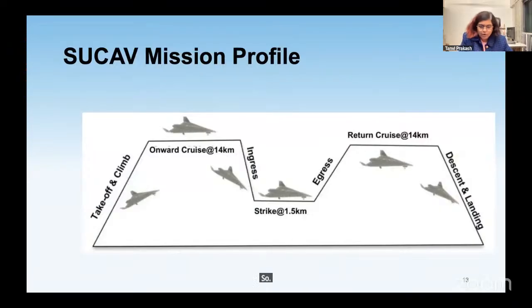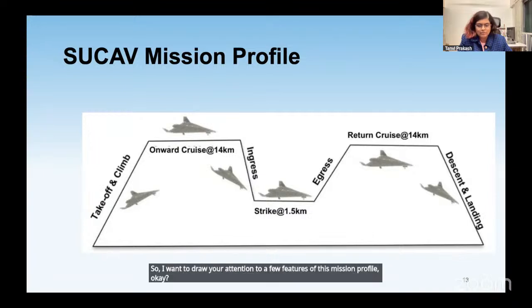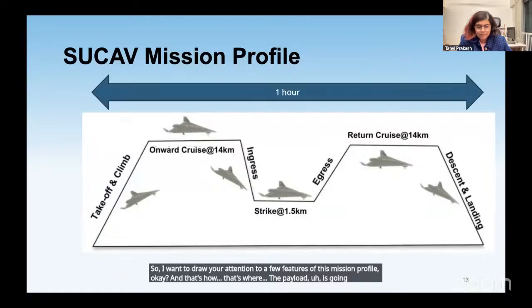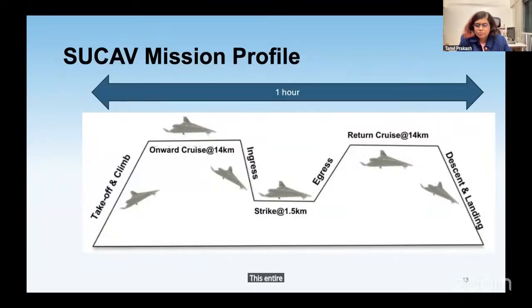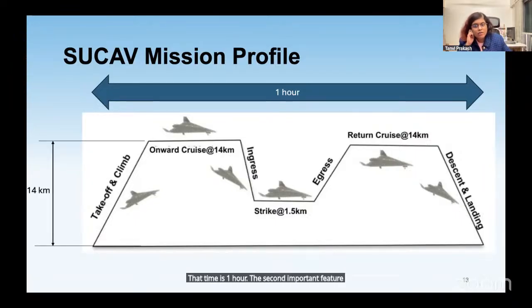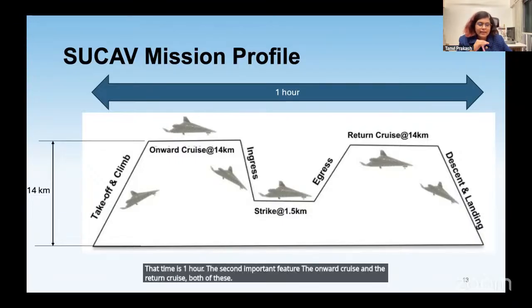So I want to draw your attention to a few features of this mission profile, and that's where the payload is going to evolve from. This entire mission duration is 1 hour. From the time of takeoff to the time of landing, that time is 1 hour. The second important feature: the onward cruise and the return cruise, both of these are taking place at an altitude of 14 kilometers.